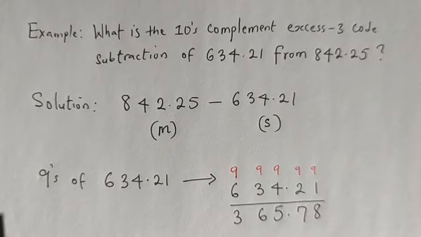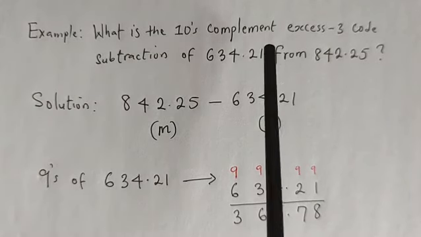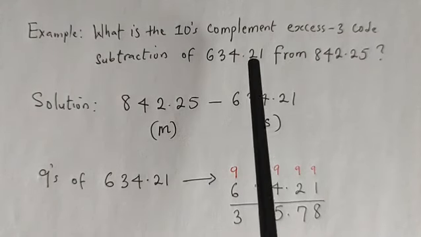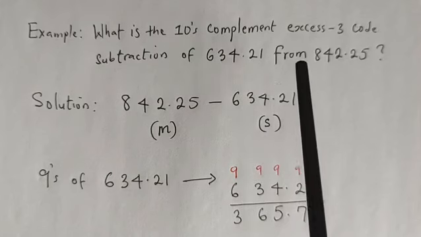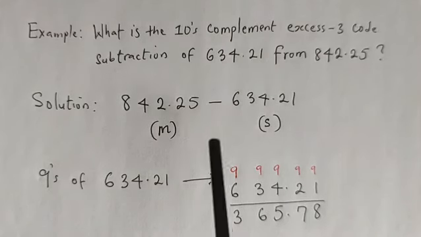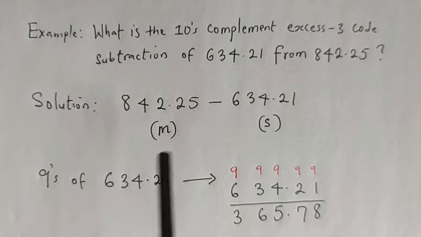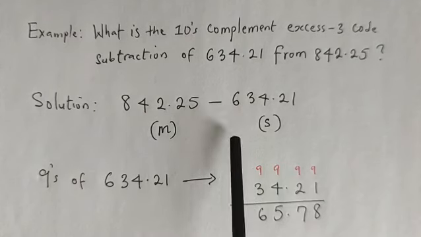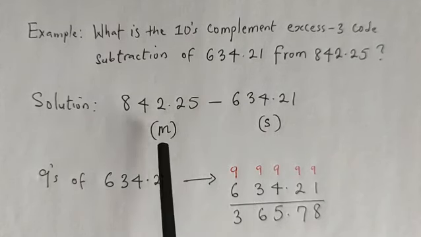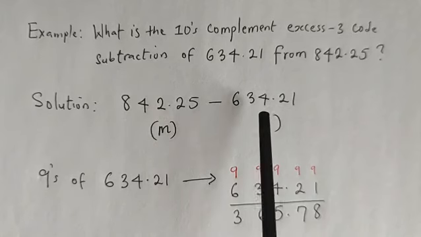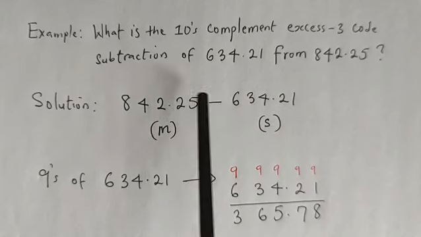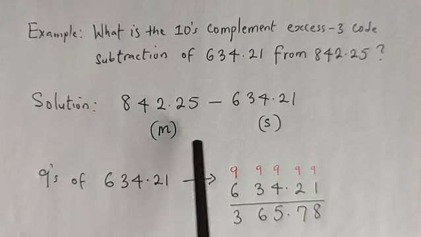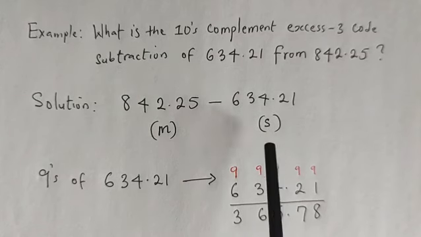Example number 1 says, what is the 10's complement excess 3 code subtraction of 634.21 from 842.25? So by solution, the expression is going to be 842.25 minus 634.21. So in this case, we are subtracting a small value from a large value. This is the minuend and this is the subtrahend.